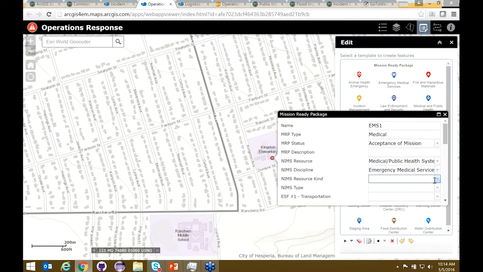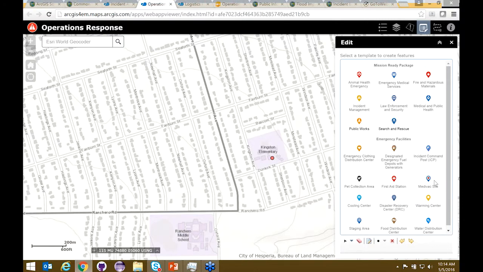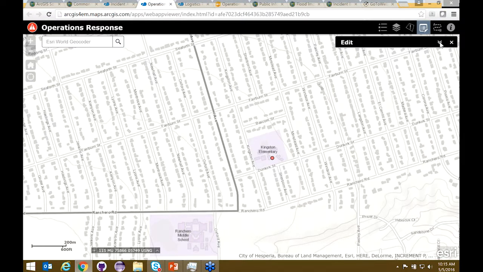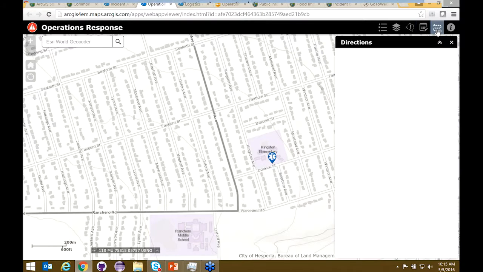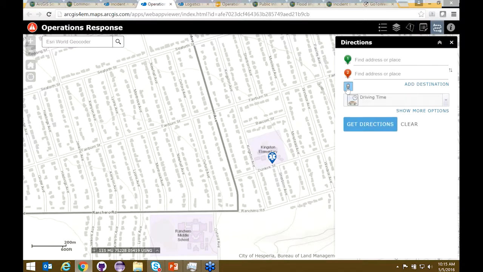We can go on and continue to provide important information about this mission-ready package. So now that we've allocated an additional resource here to that location, we can then take another look and figure out, okay, how can we get from point A to point B? So if we need to allocate resources, how do we get these folks from where they are to where they need to be?